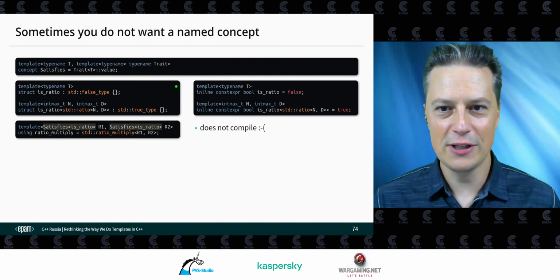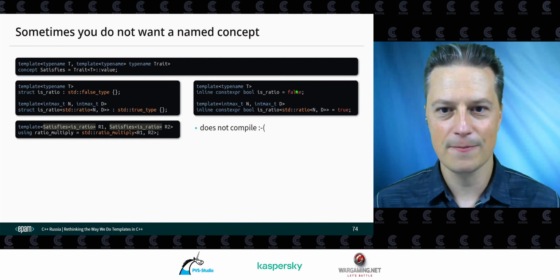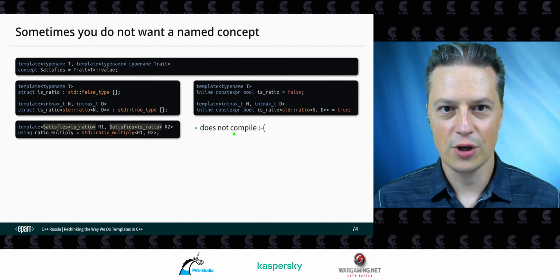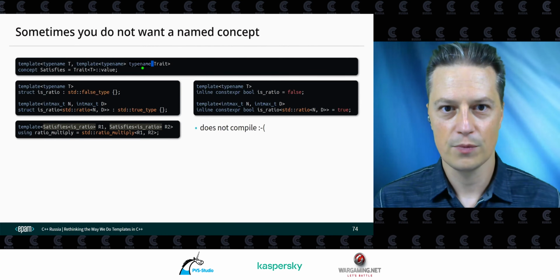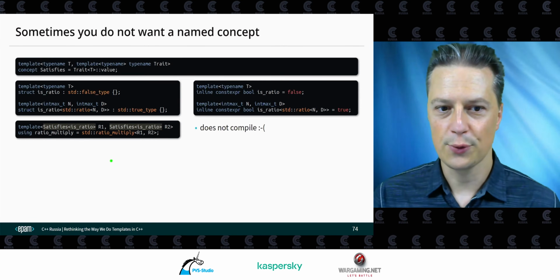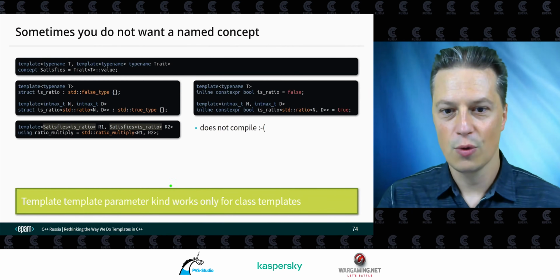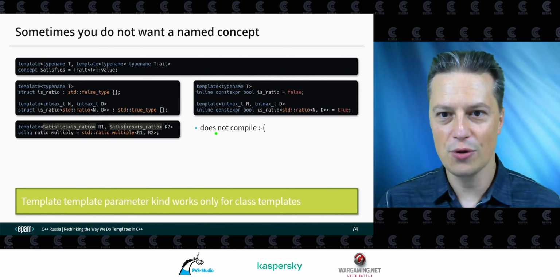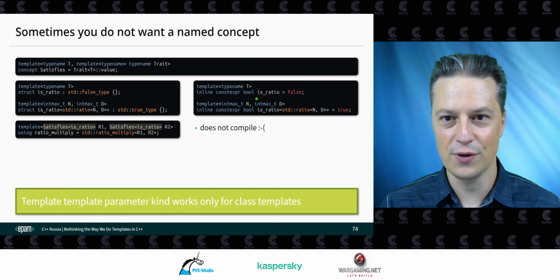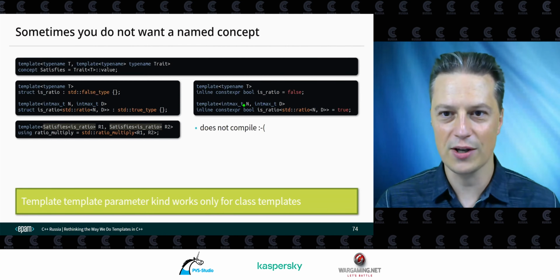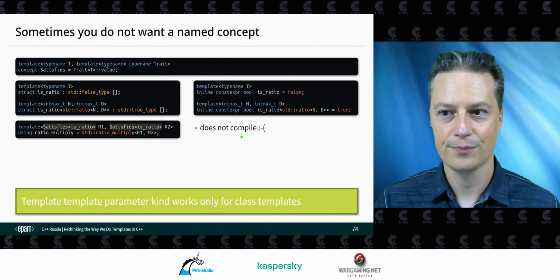However, if we have this alternative implementation using variable templates, it won't compile, right? Because we provide here a type name. So this is a class template that can be provided here. So template parameter kinds work only for class templates right now. And I will show you in the performance section at the end of this talk that it's good to start thinking more about using variable templates in your code.